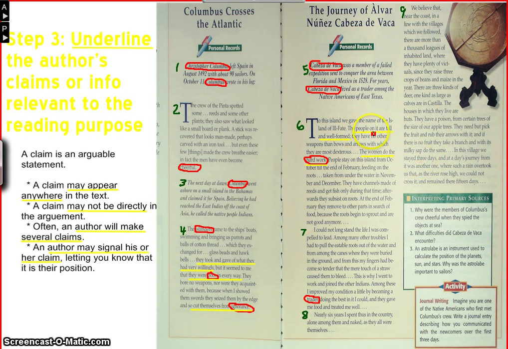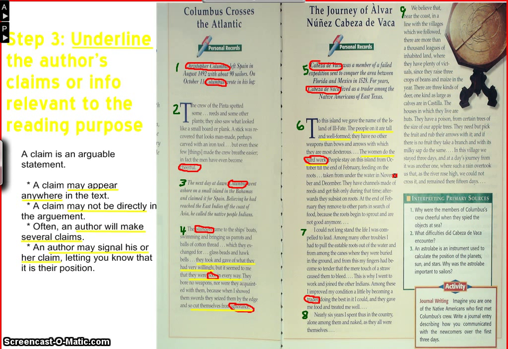In the second reading, we see the people on it are tall and well-formed. Again, that's a claim. He doesn't give any information about them being 5 feet, 10 inches tall, 6 feet tall, or however big. He also claims that the women do the hard work. He doesn't mention what the men do directly in this area, but he's claiming that the women are the ones that do the hard work. It's a claim. It's an opinion that is supported by De Vaca's text that follows.